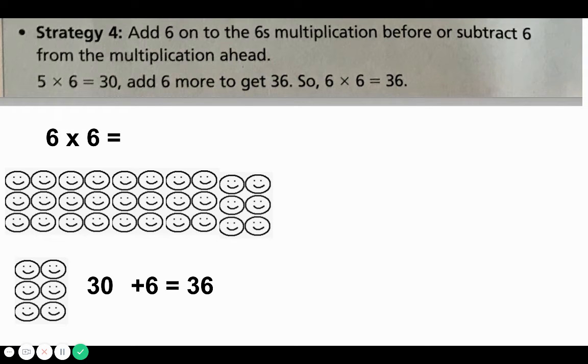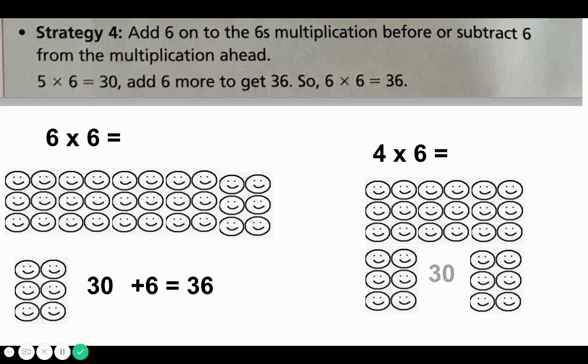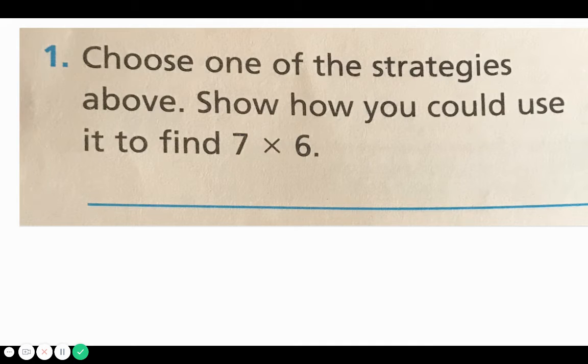But another way we could look at it is, let's say we actually want to do 4 times 6. Then we're going to take 1, 2, 3, 4, 5 groups of 6 because we know that's 30. 5 times 6 is 30. And then 4 is 1 less than 5, right? We want one fewer group this time. So we're just going to take a group of 6 away. So we're going to subtract 6 for those 6 items that we took away. 30 minus 6 equals 24. So those are 4 strategies that you can use.